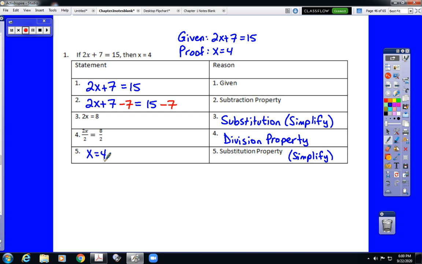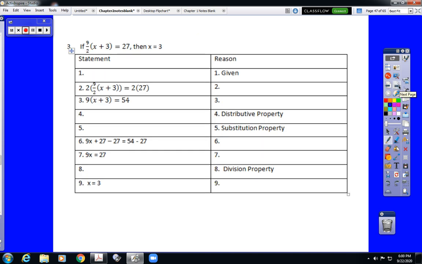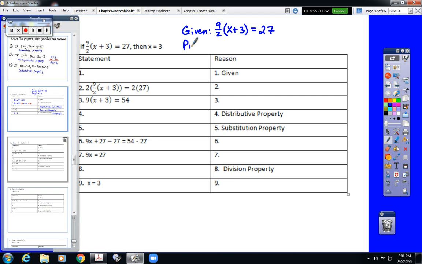So on to the next example. This one is also in if-then form. So once again, your given is going to be the information that is the hypothesis of your statement. That is 9/2 times the quantity x plus 3 is equal to 27. We assume that the hypothesis is true, meaning that it is a true statement. We are asked to prove that x equals 3.